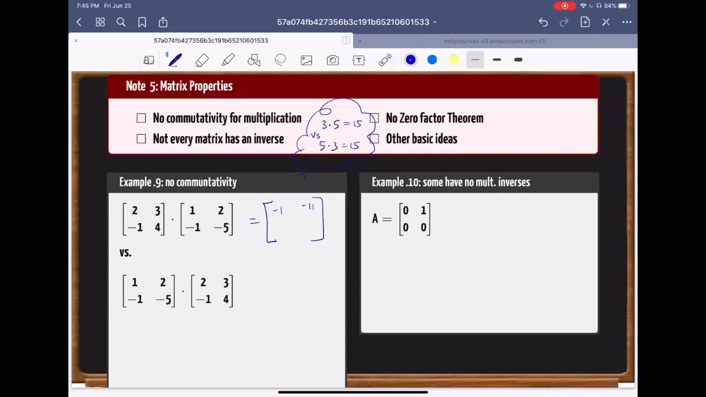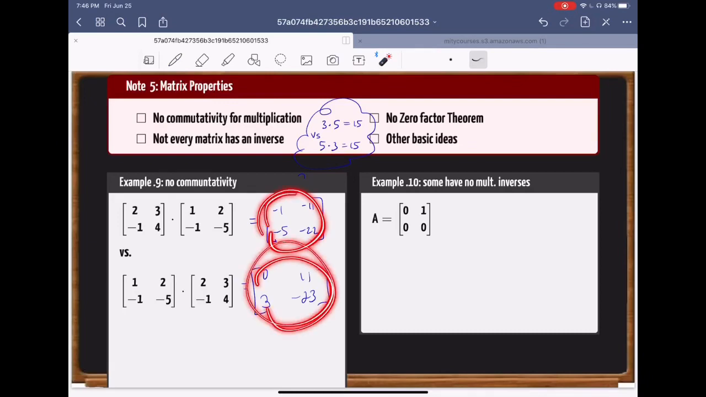And similarly for the bottom, I get a negative 1 and a negative 4, and I get a negative 2 and a negative 20. Now if I do it the other way, backwards, I get a 2 and a negative 2. Already this is different. It fails miserably already, and I get 11 over here, and I get negative 2 and positive 5, and I get negative 3 and negative 20. So these matrices are totally different.